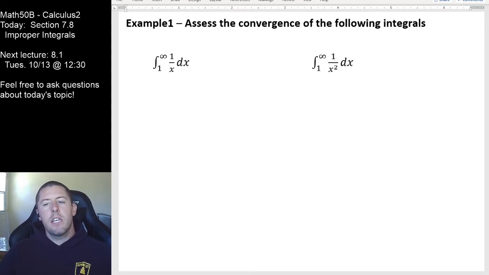So assess the convergence of the following integrals. Good, Coffee Gopher. Thank you for the vote of approval right there.